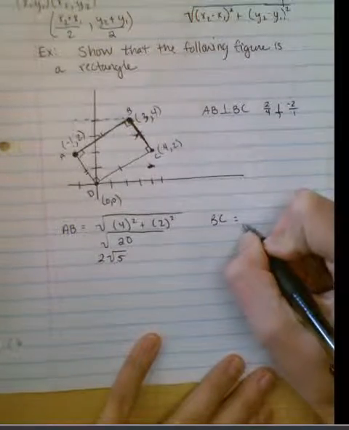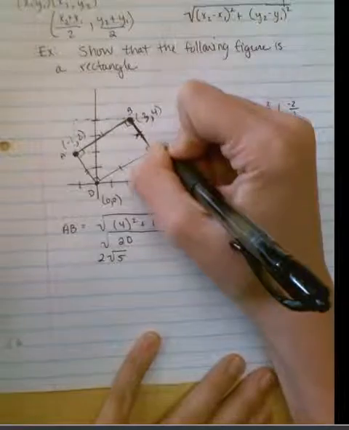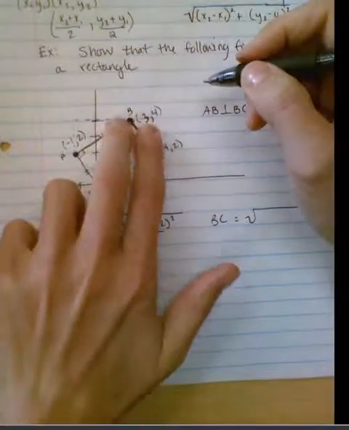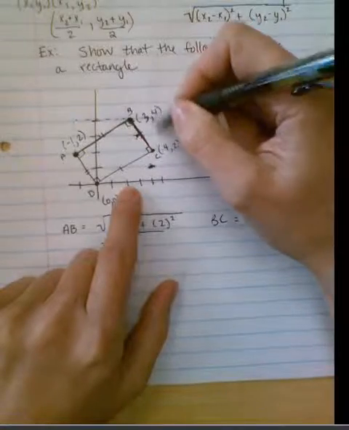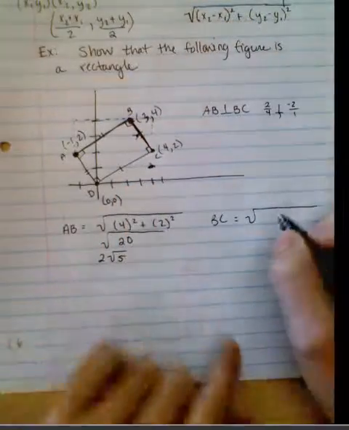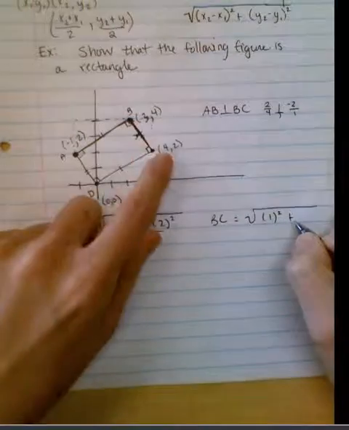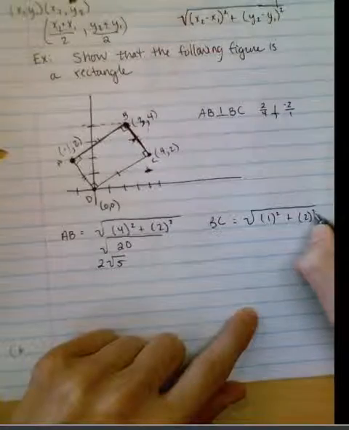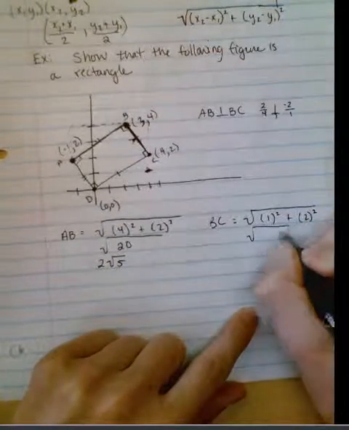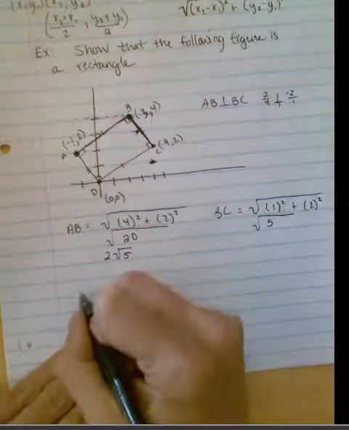BC, remember we're just stealing our Pythagorean theorem, looking at the distance in our x and the distance in our y. So from 4 to 3 gives me a horizontal change of 1 squared plus vertical change of 2 squared. So root 5. Now let's look and see about CD.